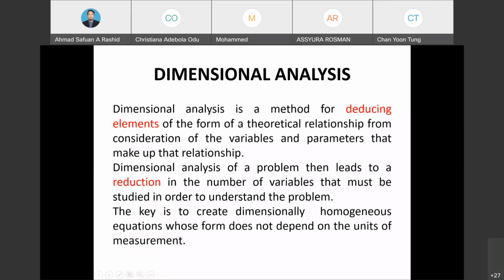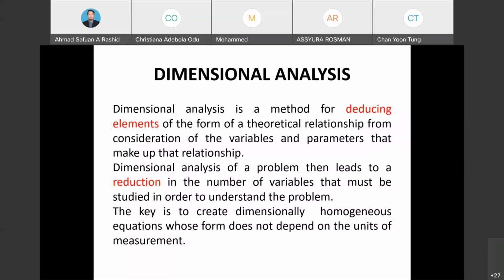Okay, we continue on the dimensional analysis. This is more related to a parametric study, for those who carry out a parametric study. You can make use of what we call dimensional analysis. Dimensional analysis is a method for deducing elements of the form of a theoretical relationship from consideration of the variables and parameters that make up that relationship.